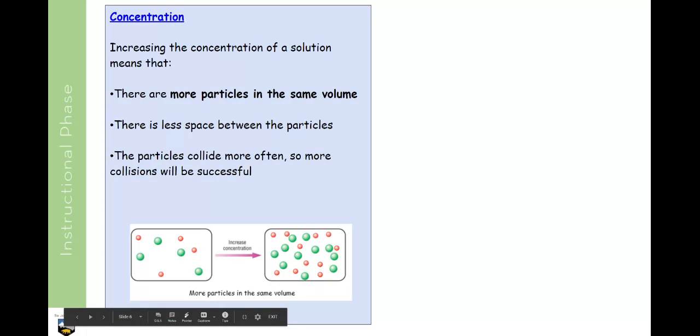So think about this in terms of a classroom. If I've got 10 students in a class, they're less likely to come into contact with each other and they're less likely to collide. Whereas if we increase the number of pupils in that classroom, in the same area, in the same volume, we're actually increasing the chances of collision.